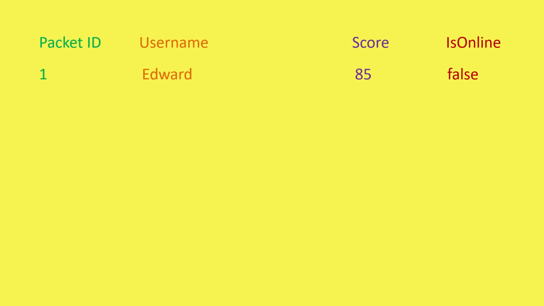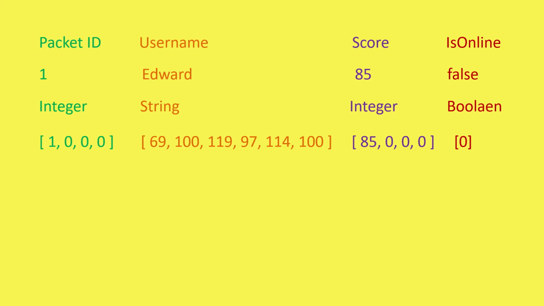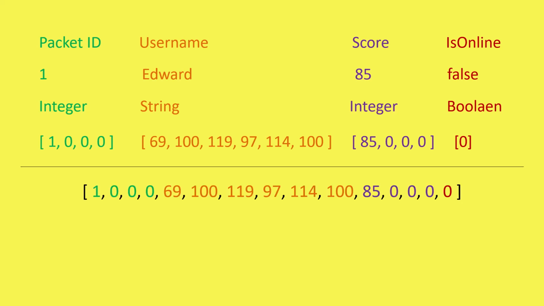So let's go ahead. The packet ID is 1. Then we know when the packet ID is 1, we're going to expect a string, an integer, and a boolean. And the packet ID itself is an integer, and we always set the packet ID as the first element in our byte array. Now, if we convert these values into a byte array, each one of them is going to be their own byte array. Now, if we combine them together, they're going to create a single byte array.